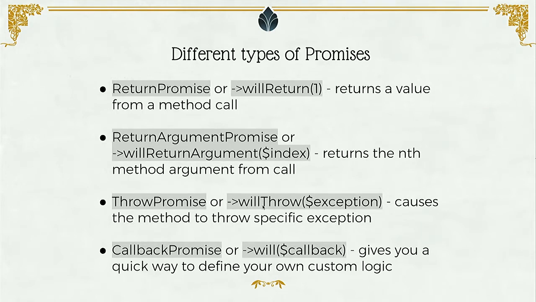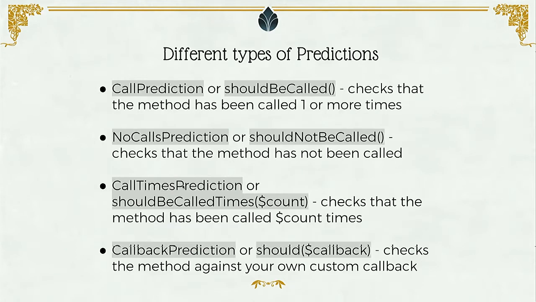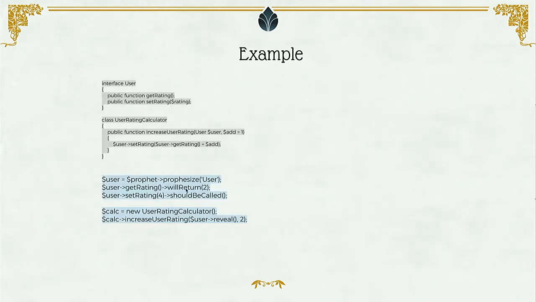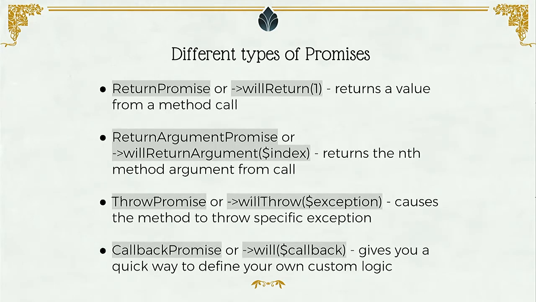And the throw promise will help you throw an exception when you call that particular method. So if I set up a throw exception here, when user getRating is called, it will throw an exception. That is called throw exceptions. In the same way, callback promises: if you want to write your own logic for that method when it is called, you can use will callback, and in that you give the function as an argument, so that function gets called.